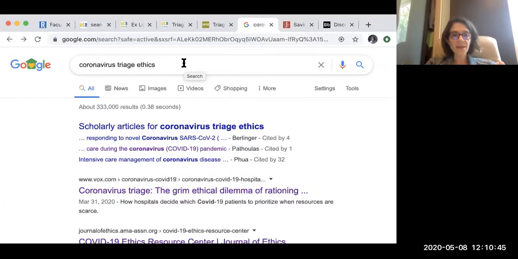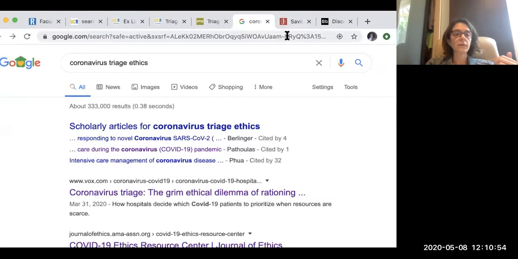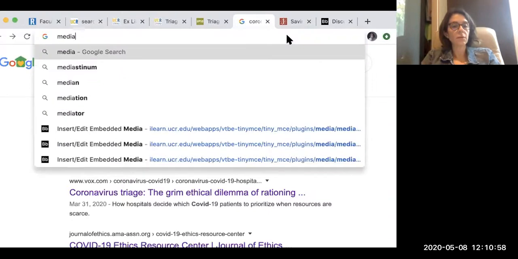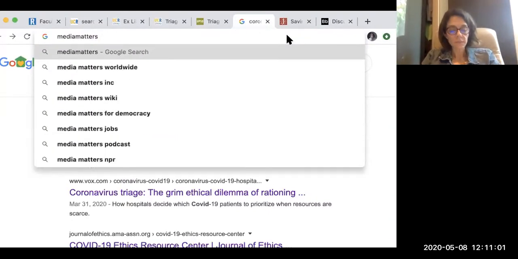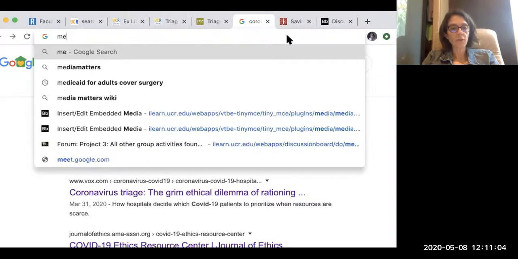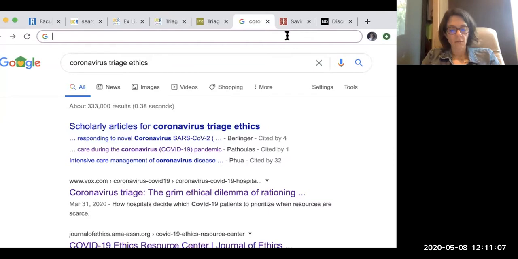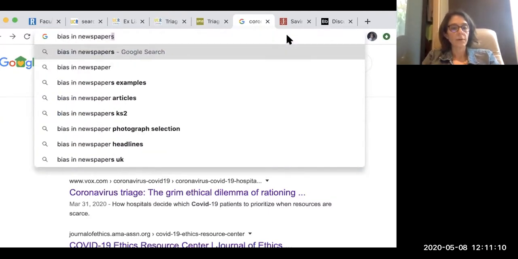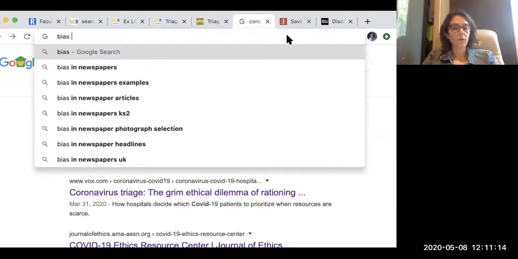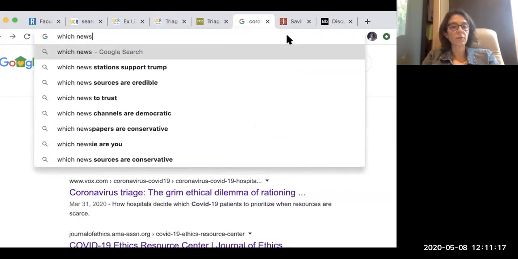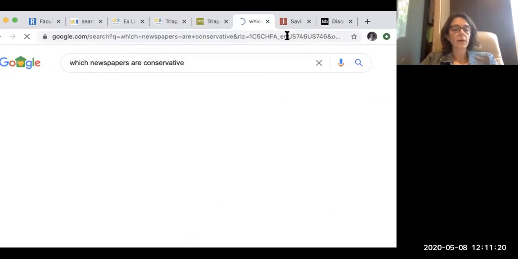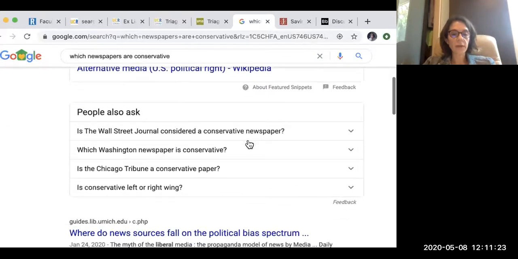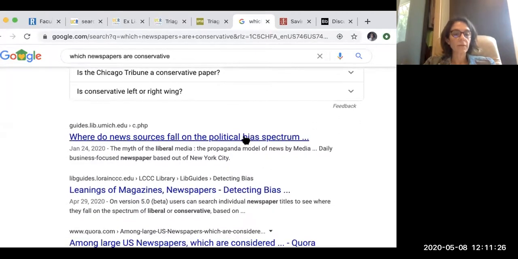That doesn't necessarily mean that they all have the same kind of viewpoint. So when you go to something like, let me see if it's Media Matters, maybe it's not Media Matters. Let me look at bias in newspaper, which newspapers are, I'm forgetting the name of the title of the site. Here we go. We're not going to go to Wikipedia. Here we have University of Michigan. Where do news sources fall on the political bias spectrum?